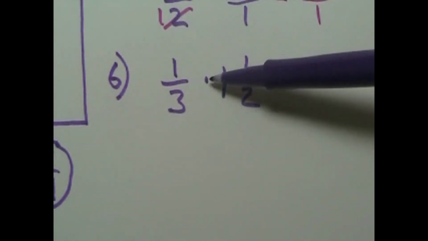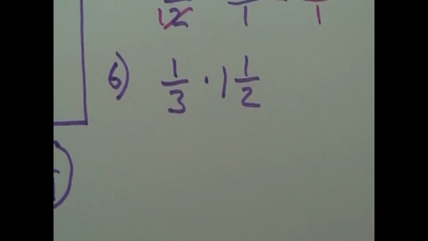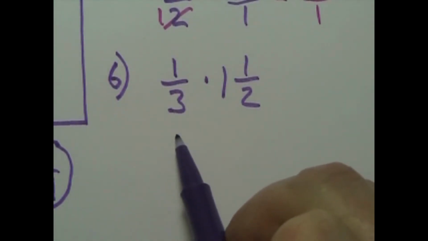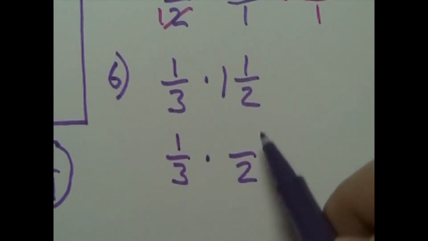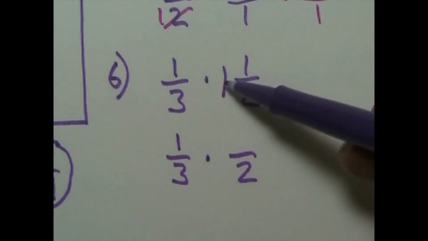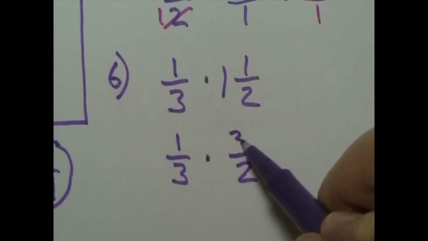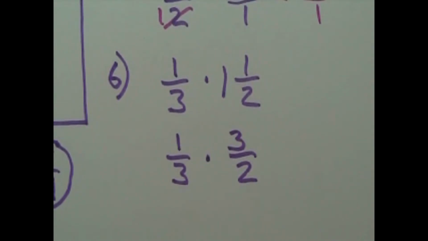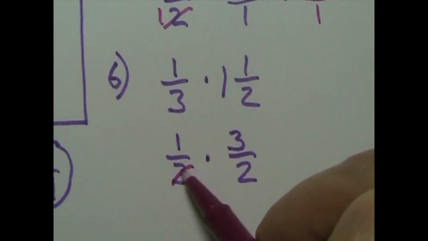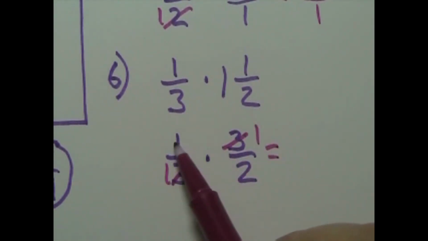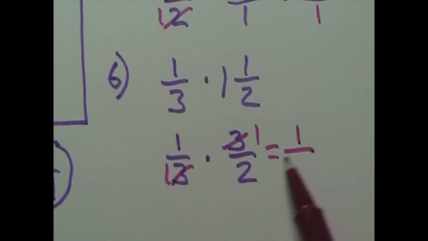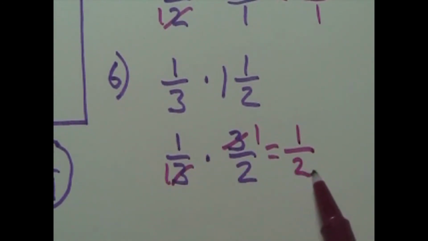Number 6, we have 1/3 times 1 and 1/2. All right, so we have 1/3. And 1 and 1/2, that can be changed to a fraction. 2 times 1 is 2, plus 1 is 3. 3 halves. Okay, so now I reduce, and 3 will go into 3. 3 goes in there once, 3 goes into 3 once. So what do I have left? I have on top 1 times 1, that's 1. On the bottom, 1 times 2.